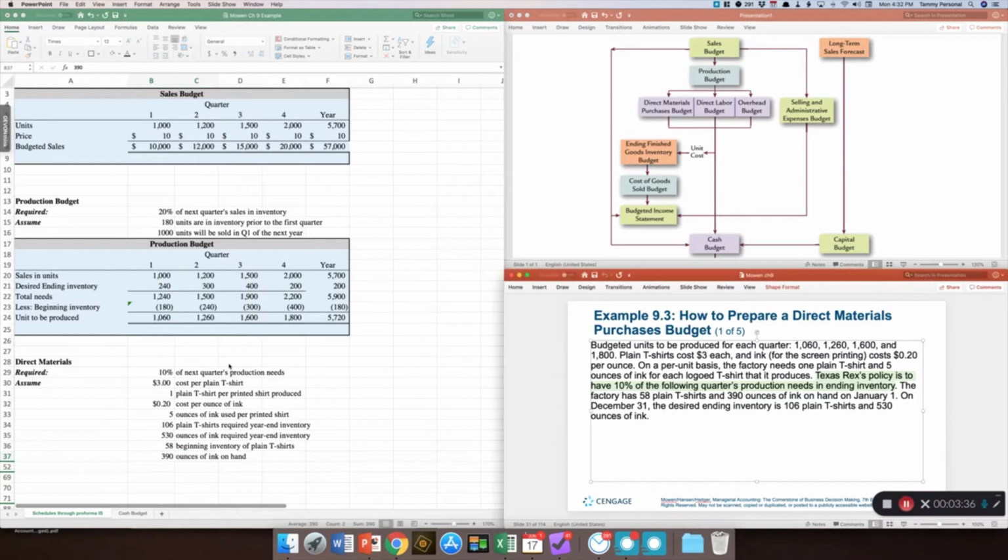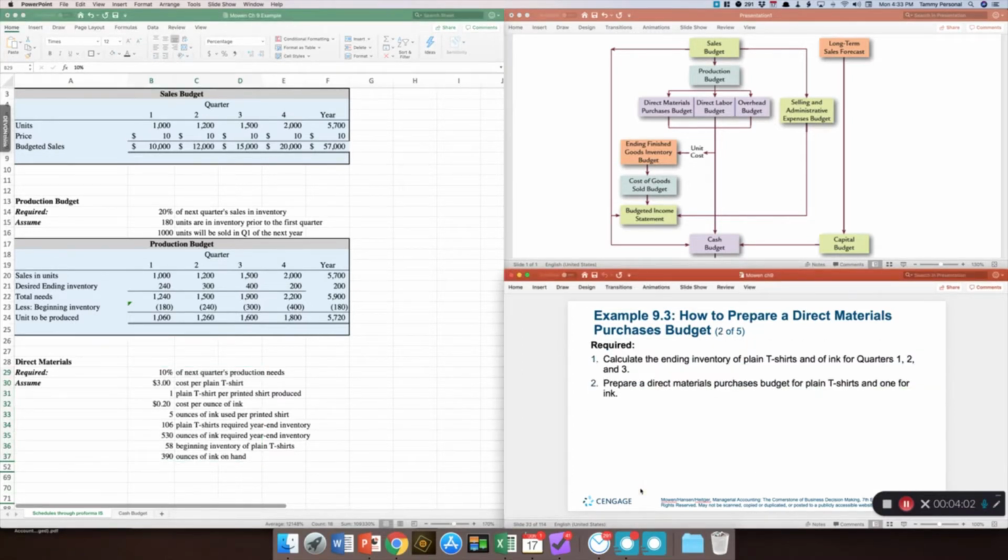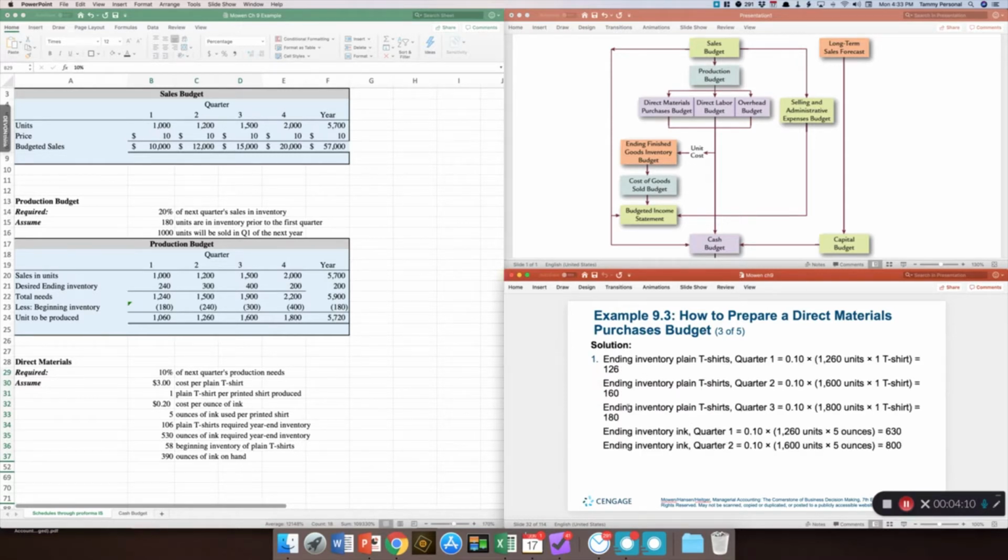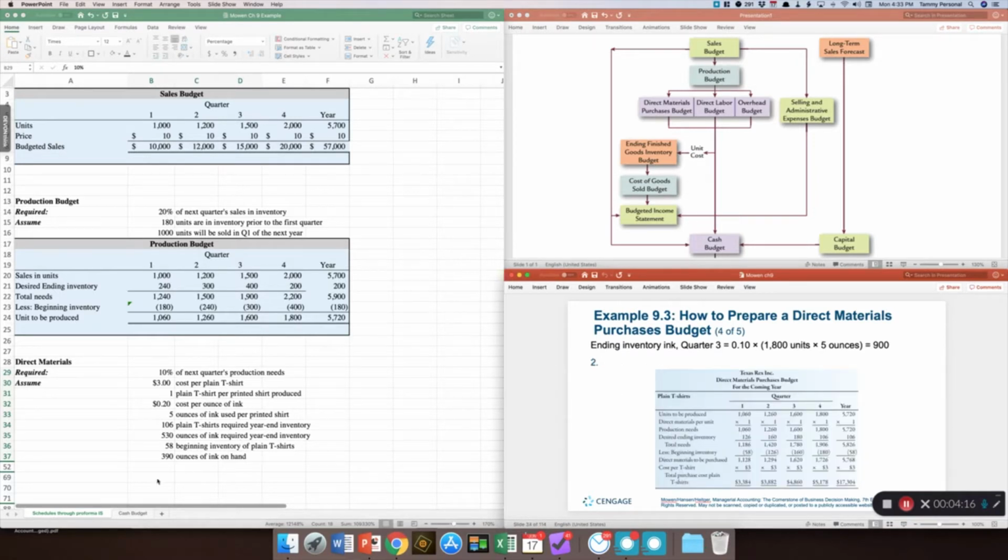All right, so this is getting a little bit more complicated, right? Up in our production budget, we just had these 3 little assumptions. Up here, we have a whole lot more assumptions, and that's partially because we have 2 different items that we need to be purchasing in order to manufacture our printed shirts. So that is setting up the assumptions, and then what we have to do is prepare a direct materials purchase budget. The PowerPoints go through these subsidiary calculations for you, but I think it's easier to just show you in Excel how to do it.